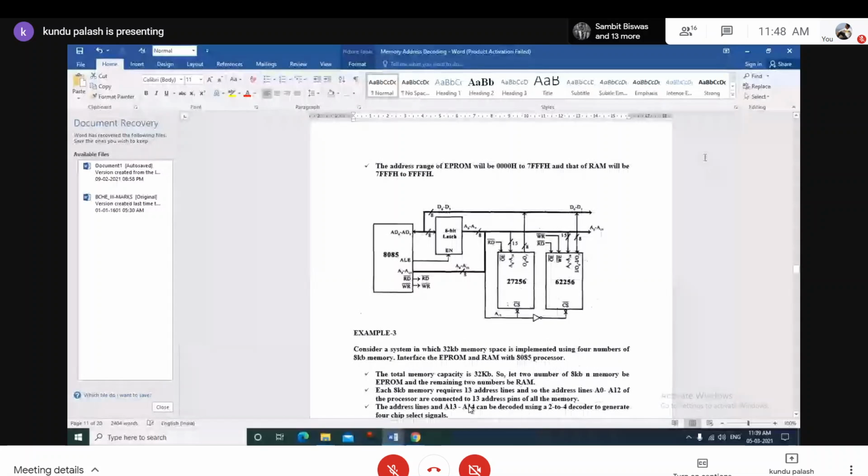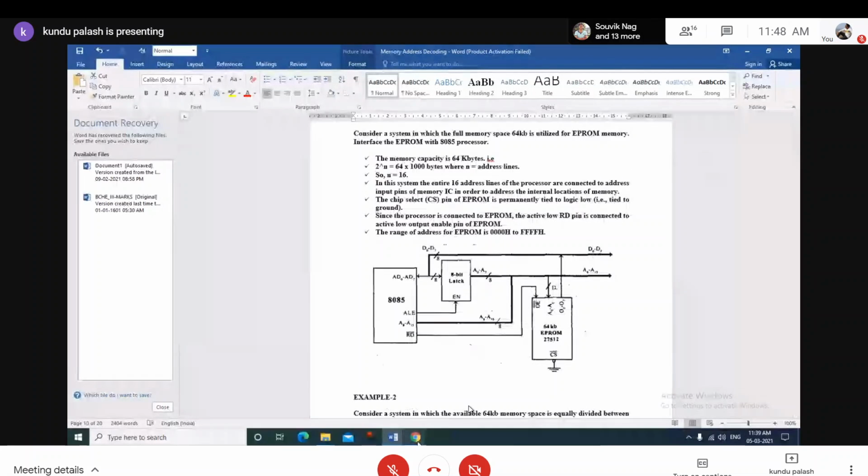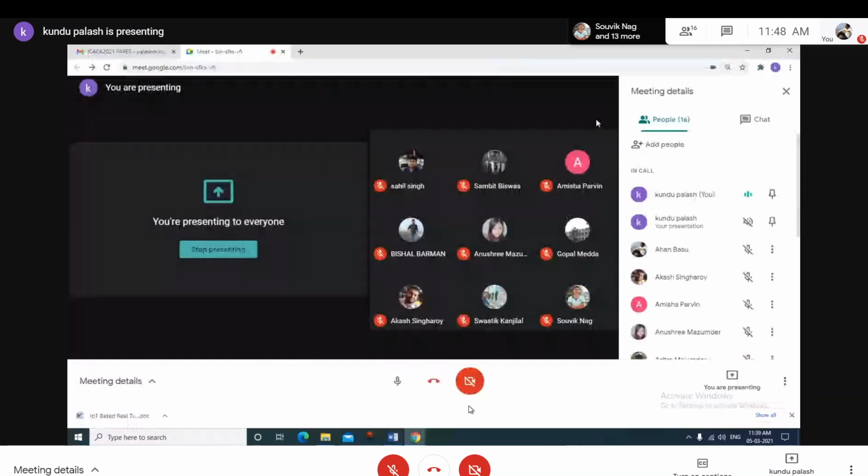Now, did you understand what I have said? What is the meaning of memory decoding? Or do you find any difficulty understanding this? This is a conceptual thing. It is not that you read mechanically, but you have to understand. For that, you must follow the digital logic, combinational logic, decoder logic.